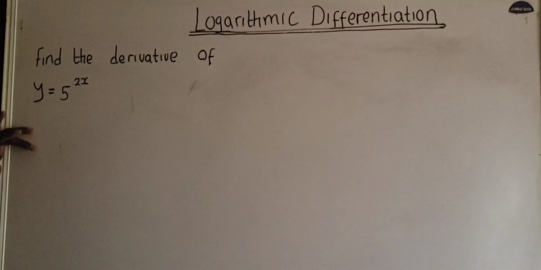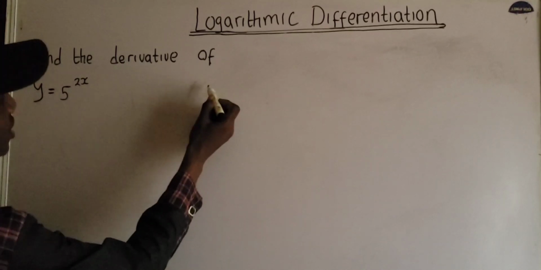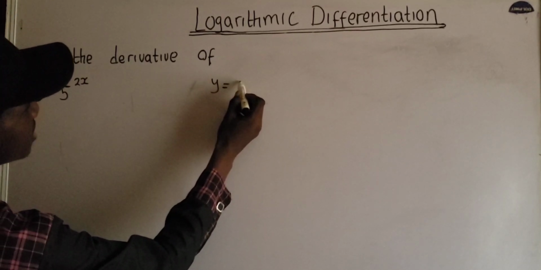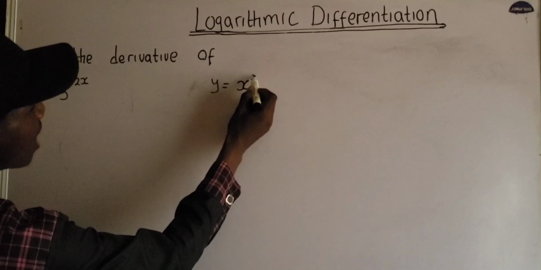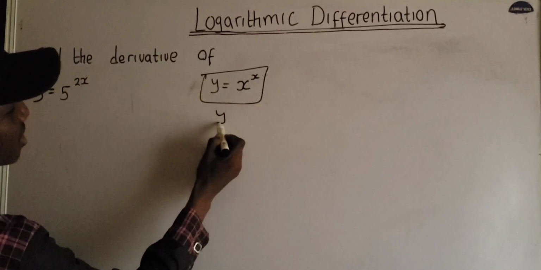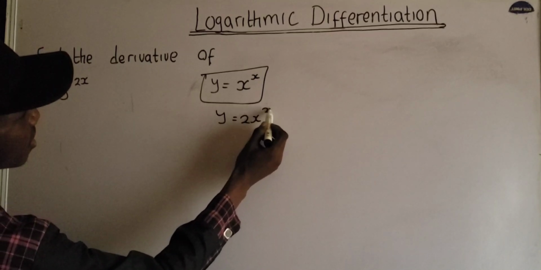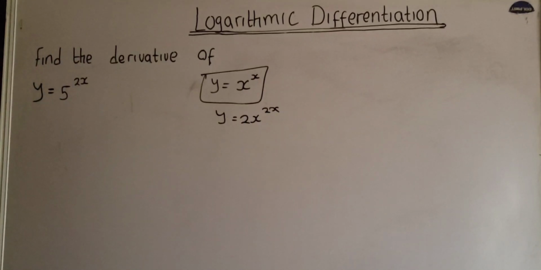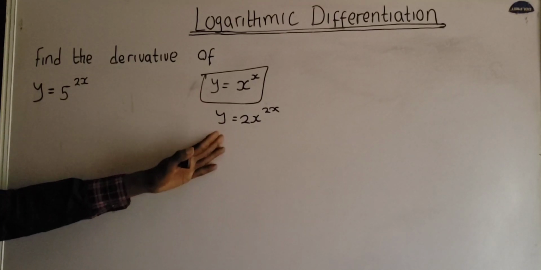Okay, we have another work example on logarithmic differentiation. Find the derivative of y equals 5 raised to the power of 2x. In our previous lesson, we learned how to differentiate a function that has the same power and the same base. For example, this type of function. If you check our previous lesson, you will see how we differentiate this kind of function.